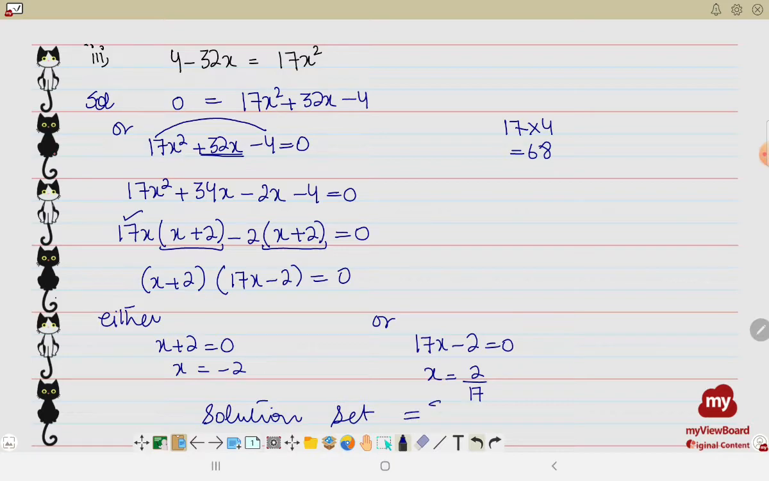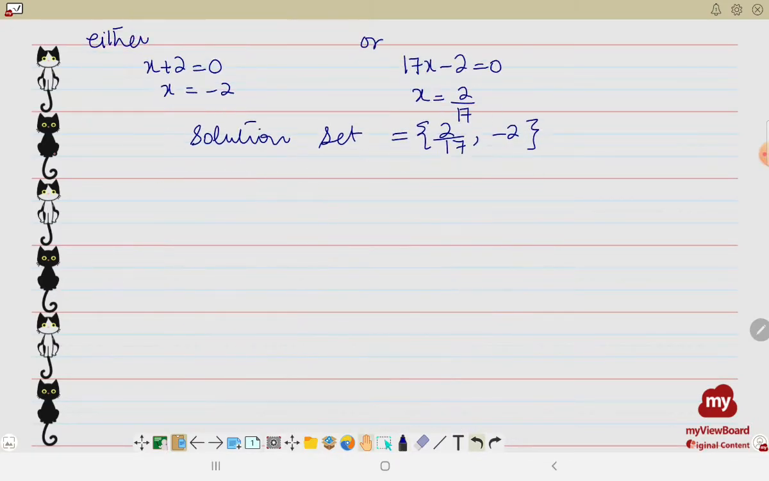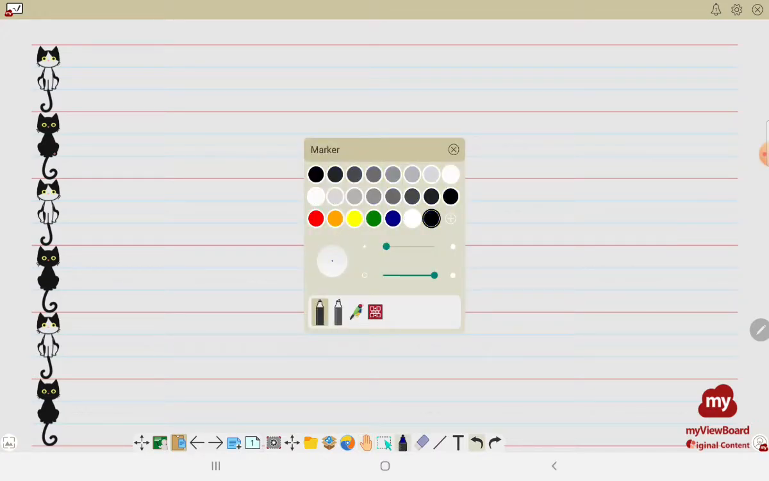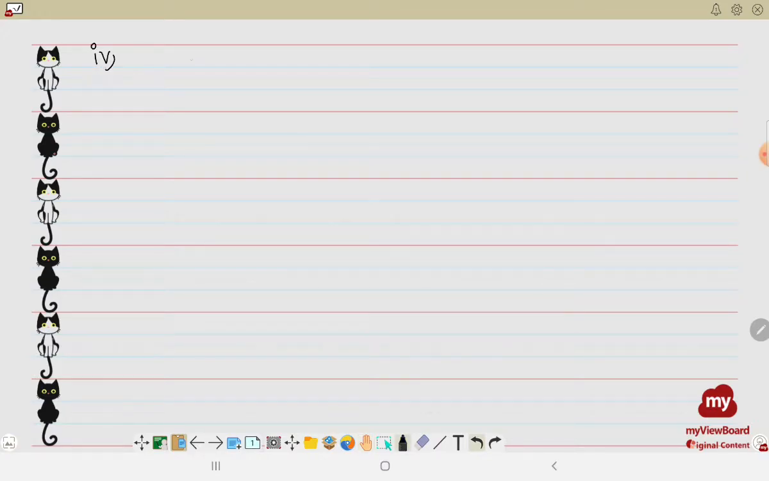So our solution set will be 2 by 17 comma minus 2. Right? Hope you understand the sum. Let's solve one more sum of the same question, which is the fourth part. Fourth part is x squared minus 11x equals 152.